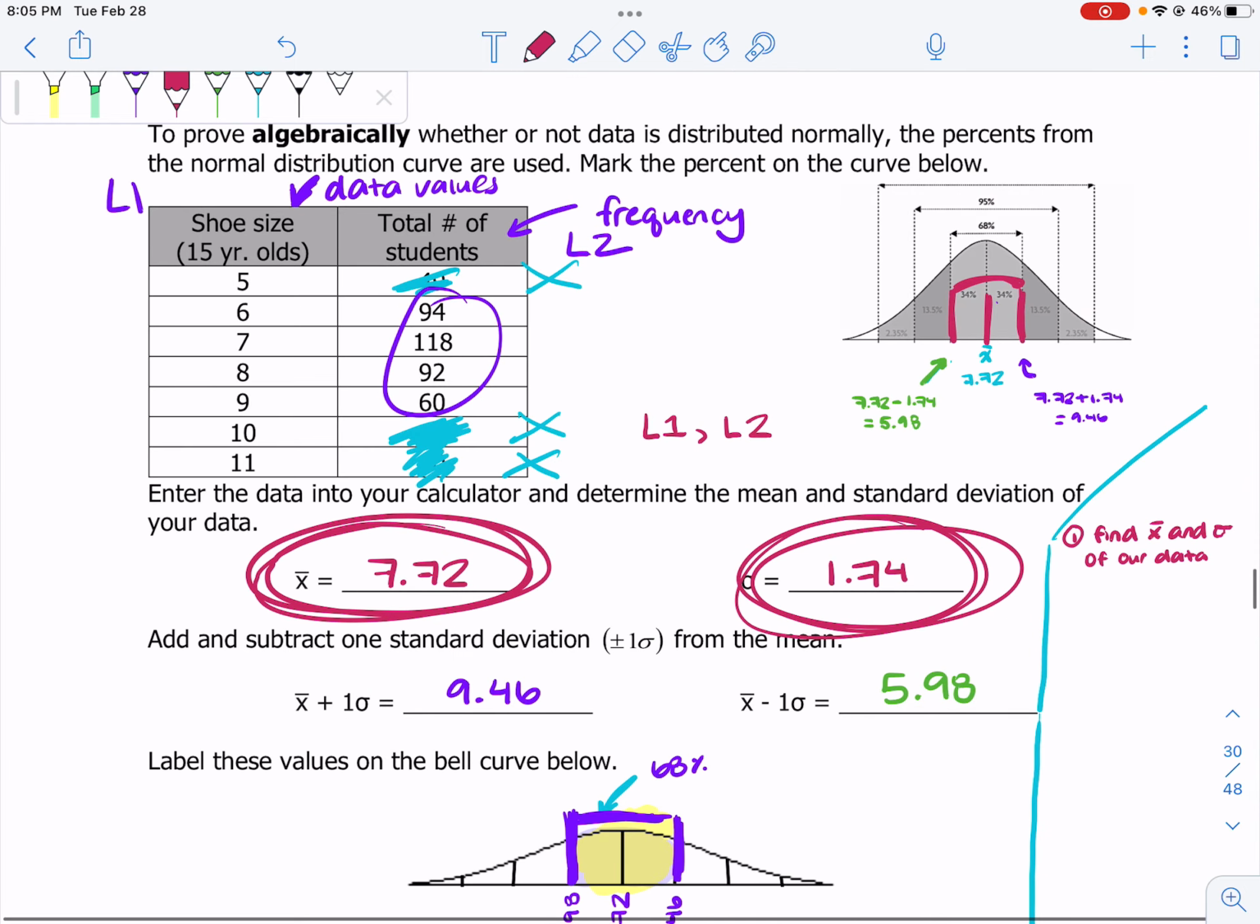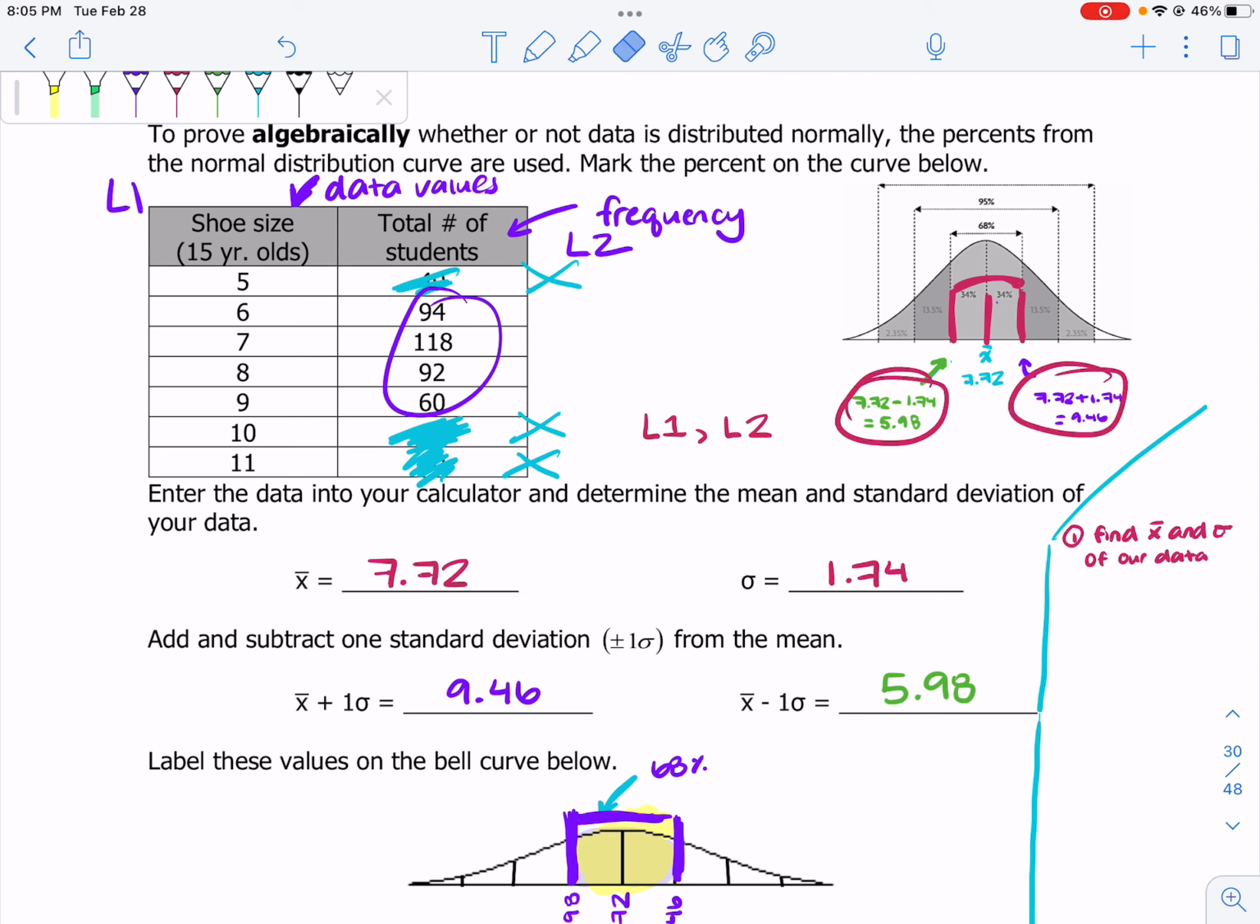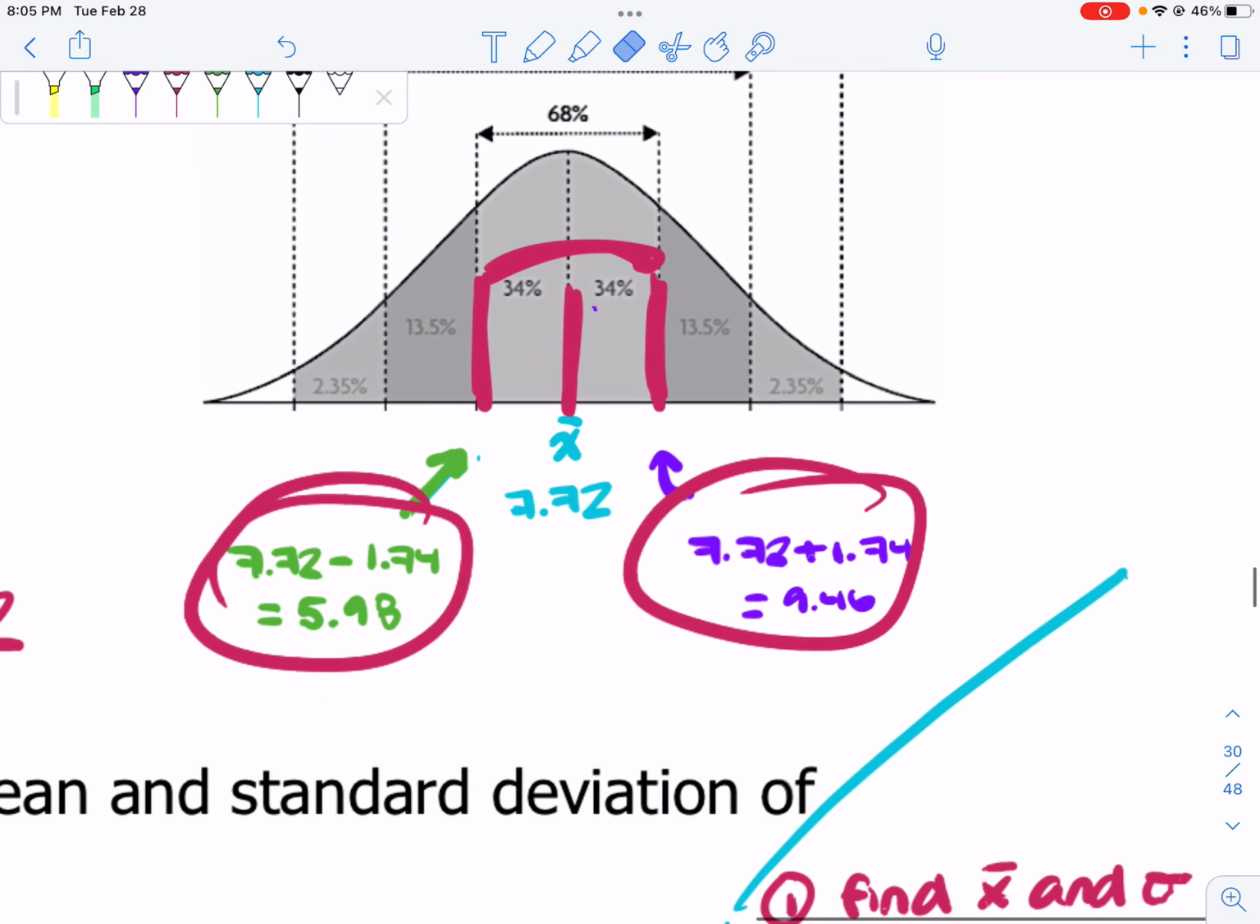Okay, step two. Step two was to determine the values of those outside markers. So what is one standard deviation below the mean? What is that actual number now that we know the mean and the standard deviation? And what is the value of one standard deviation above the mean?